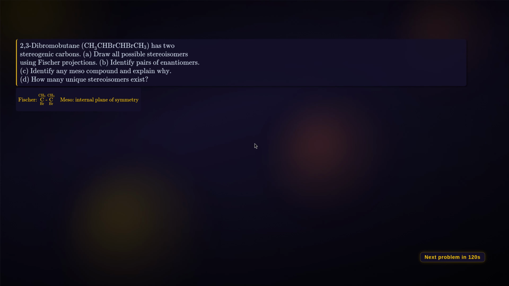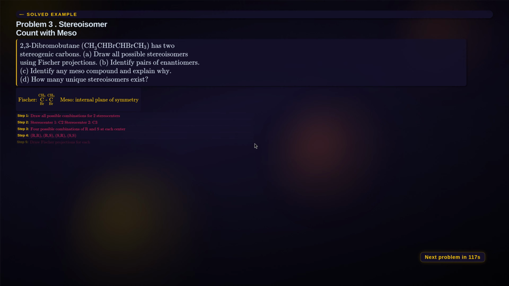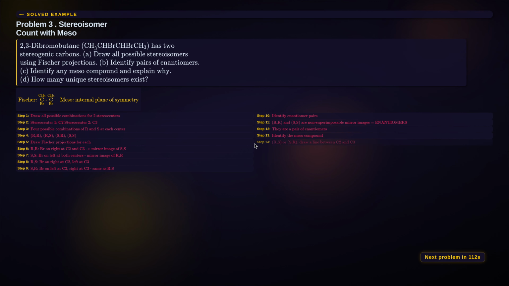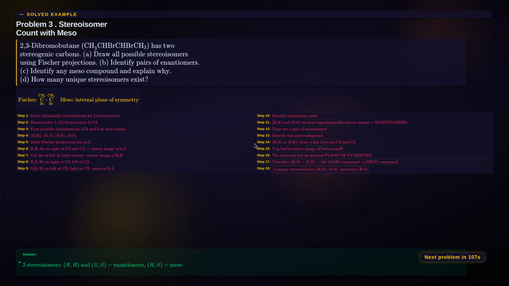Problem 3. Stereoisomer count with meso compound. 2,3-Dibromobutane has 2 stereogenic carbons. The 4 possible combinations are R,R, R,S, S,R, and S,S. The RR and SS forms are a pair of enantiomers, mirror images with opposite configurations at both centers. However, the R,S and S,R forms are actually the same molecule because there is an internal plane of symmetry between the two stereocenters. This is the meso compound.